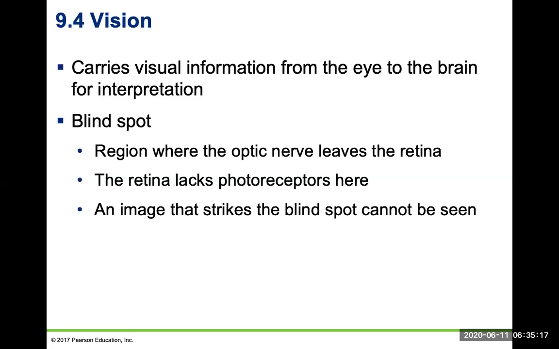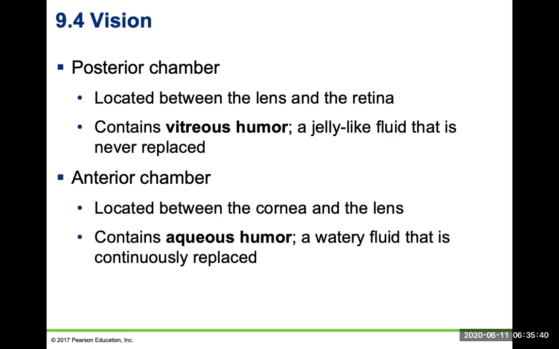Your vision involves the carrying of visual information from the eye to the brain for interpretation. Each one of our eyes has what we call a blind spot, where your optic nerve leaves the back of the eyeball at the retina, and the retina lacks any photoreceptors here. So if an image strikes that blind spot, it cannot be seen. And if we were in class, we would do an activity to demonstrate, and you'd be able to see the blind spot in each of your eyes.